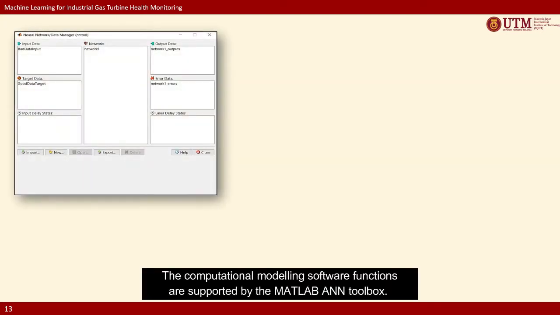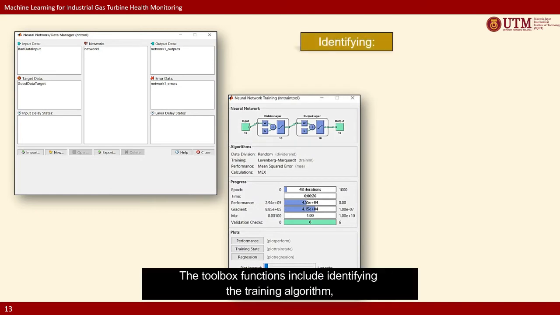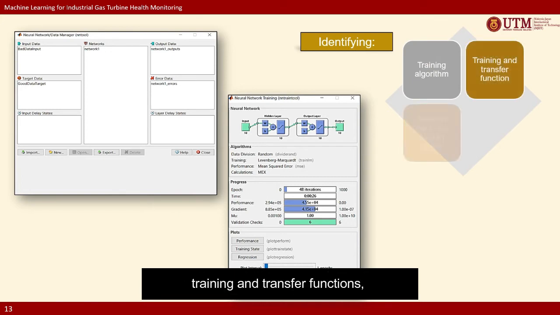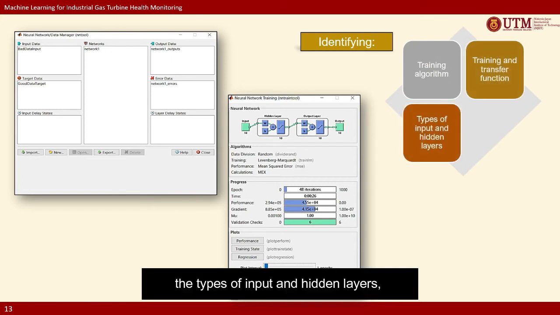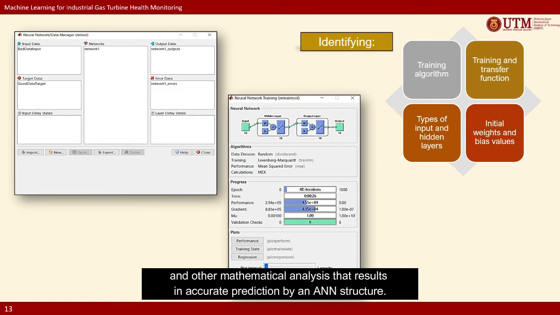The computational modeling software functions are supported by the MATLAB ANN toolbox. The toolbox functions include identifying the training algorithm, training and transfer functions, the types of input and hidden layers, the initial weights and bias values, and other mathematical analysis that results in accurate predictions by an ANN structure.